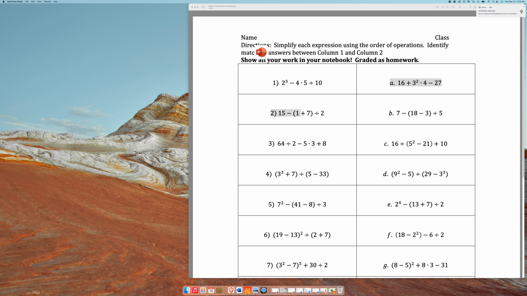7. Okay. 3 squared minus 7 raised to the 5th power, plus 30 divided by 2. Just follow order of operations and you'll be fine. We have to look inside parentheses, and we have a few things to do here. Inside the parentheses, we have 3 to the 2nd power minus 7. Don't subtract yet. Change that 3 to the 2nd power to standard notation. So 3 to the 2nd power is 9, and then minus 7 to the 5th power. And I'm just going to copy the rest. I'm doing this step by step.